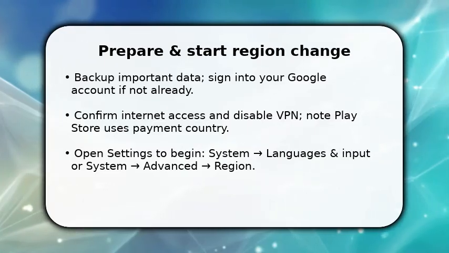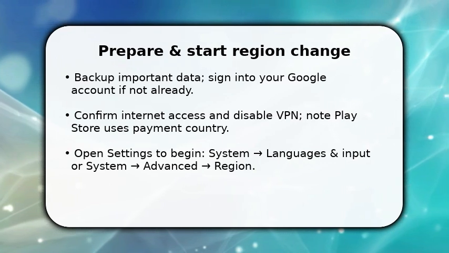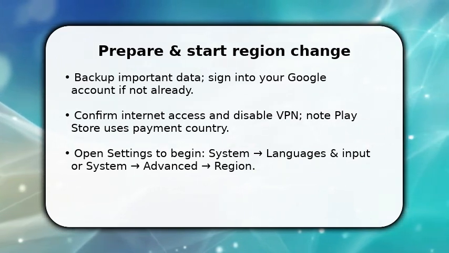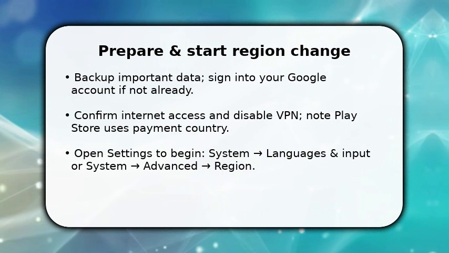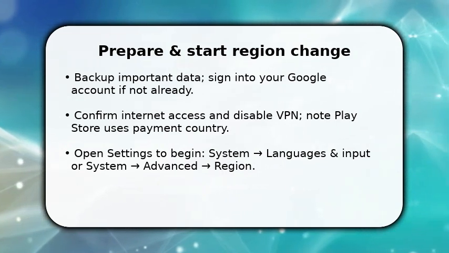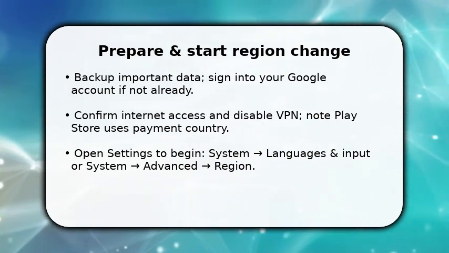You begin by preparing the phone and account. Back up anything critical, sign into your Google account, and make sure you have a stable internet connection. Once done, disable any VPN because regional checks rely on IP.